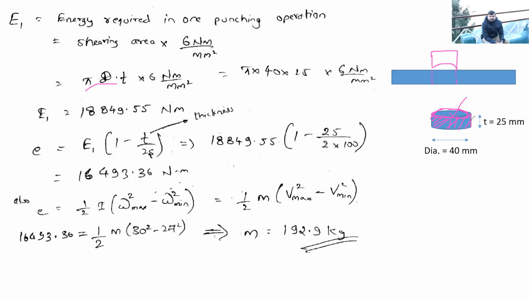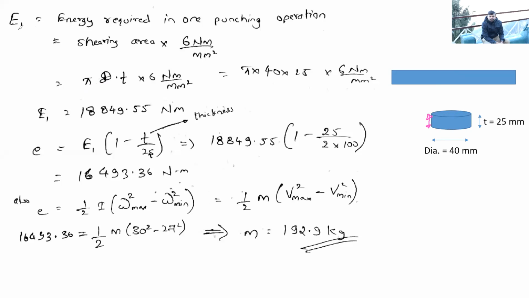Some common mistakes made by students during the examinations: they take this area as the area of this circle, that is pi by 4 d square, and then they multiply it by thickness. So that will become the volume, which is the wrong area to take. This area is pi d, that is circumference, multiplied by the thickness. Okay, so try to visualize what the shearing area is that should be taken into consideration. So I hope this is clear.